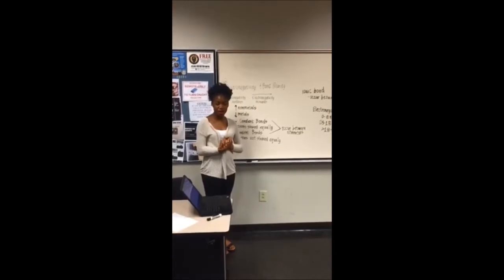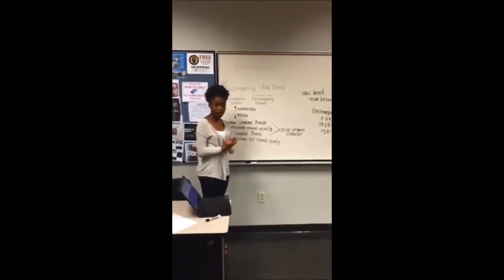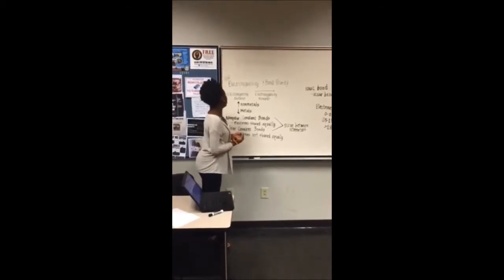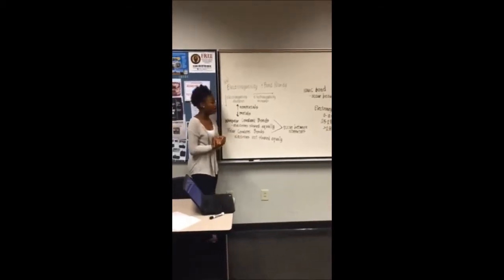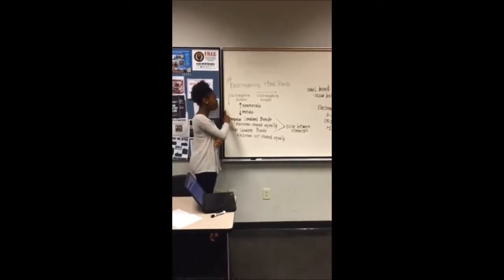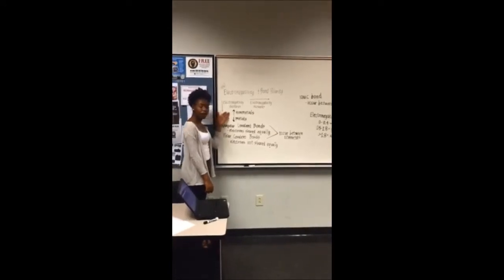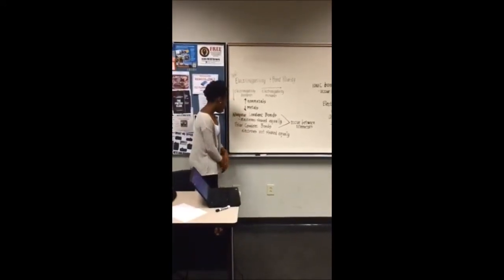My name is Sequisha Thompson. Today I'll be talking about section 6.6 and 6.7. Start with 6.6, electronegativity and bond polarity. Electronegativity decreases from top to bottom on the periodic table, and it increases from left to right on the periodic table. It's higher in nonmetals and lower in metals.